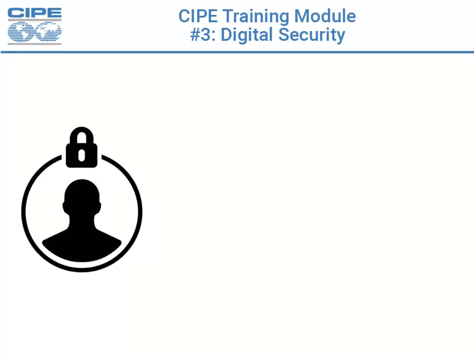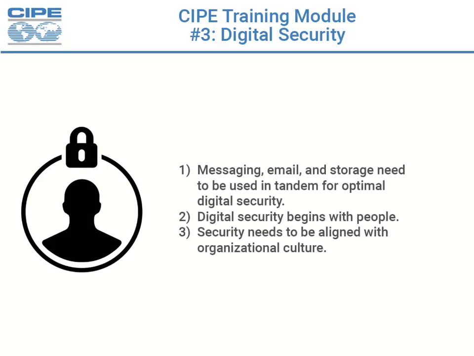The point of this course is that these tools, messaging, email, and storage, need to be used in tandem for optimal digital security. Remember, digital security begins with people. We're all nodes on a larger digital security system. Security begins with an organizational discussion and a cultural shift. Otherwise, we're not as secure as we need to be.